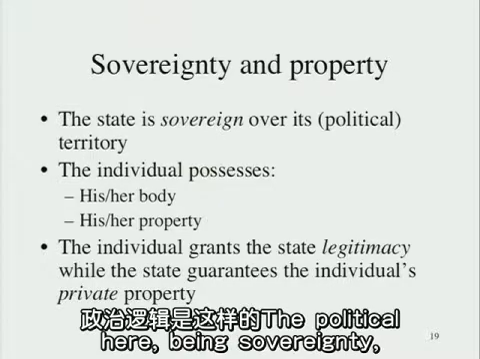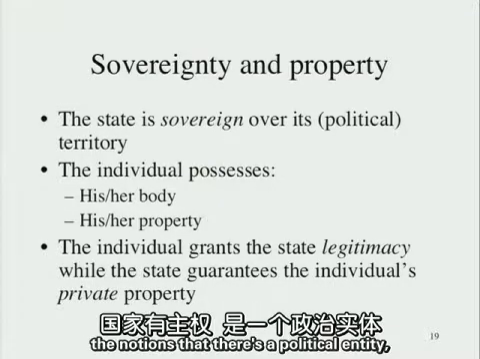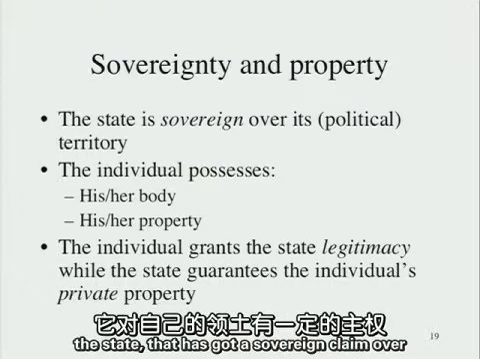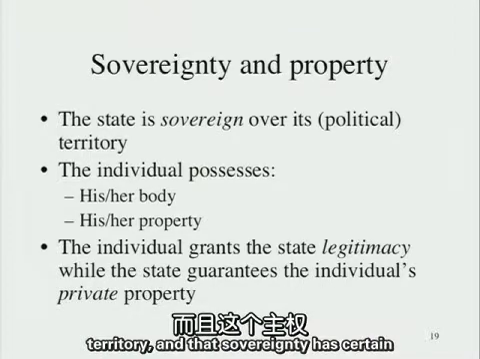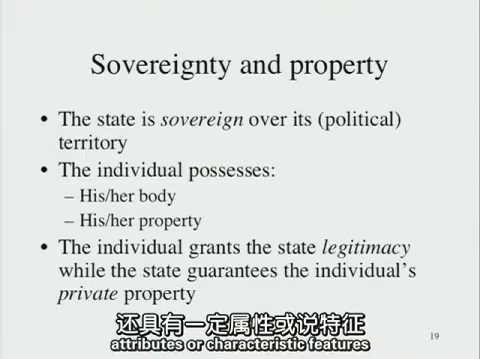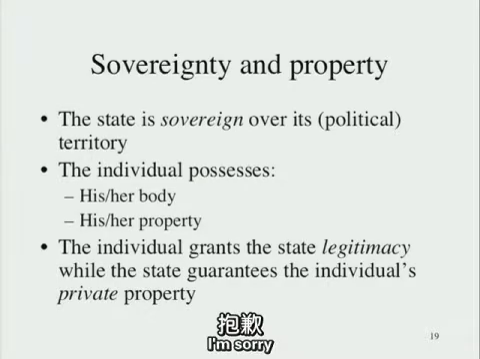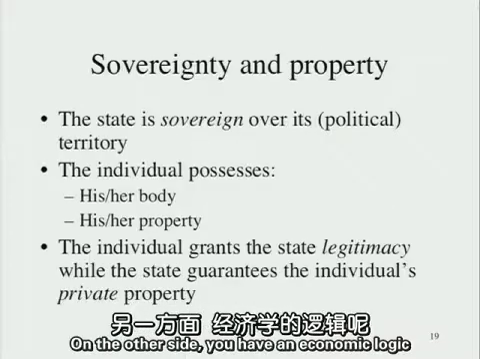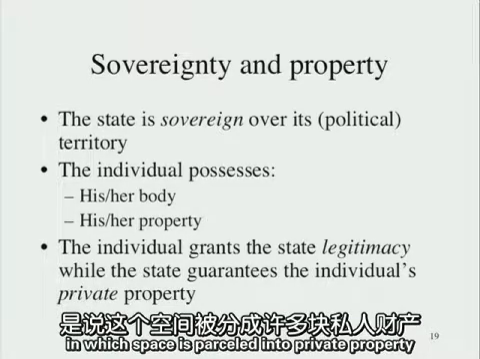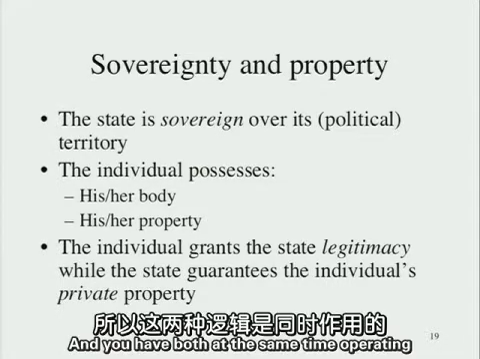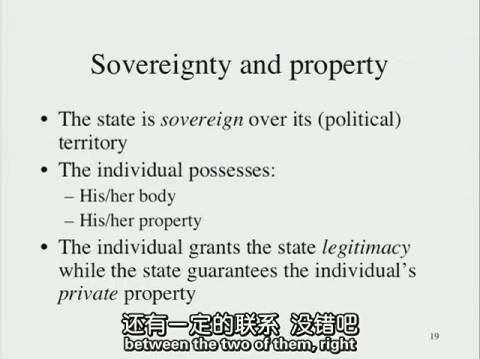The political here being sovereignty, the notion that there is a political entity, the state, that has a sovereign claim over territory, and that sovereignty has certain attributes or characteristic features. On the other side, you have an economic logic in which space is parceled into private property. And you have both at the same time operating with certain relationships between the two of them, right?